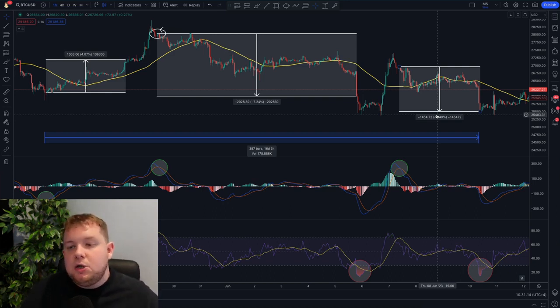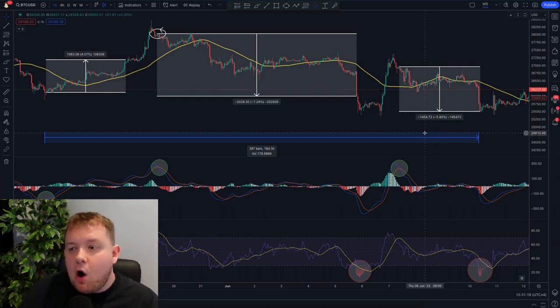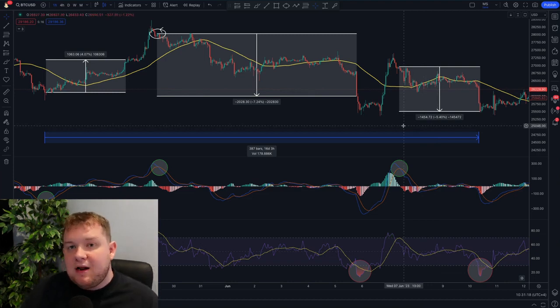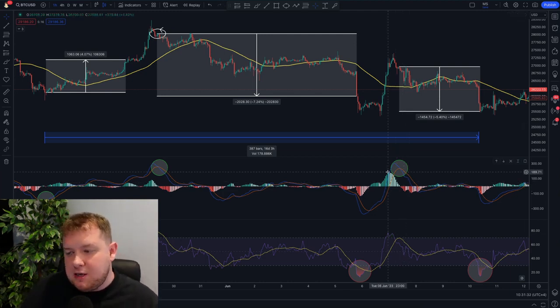Now, this strategy does in fact require a more volatile market, and it works much better in a volatile market. If you take a look at the Bitcoin price, as of now, filming this September 2023, it's literally just going sideways, and the strategy doesn't work the best in that market because we do need some volatility, we do need some swings in order to make these profitable trades.